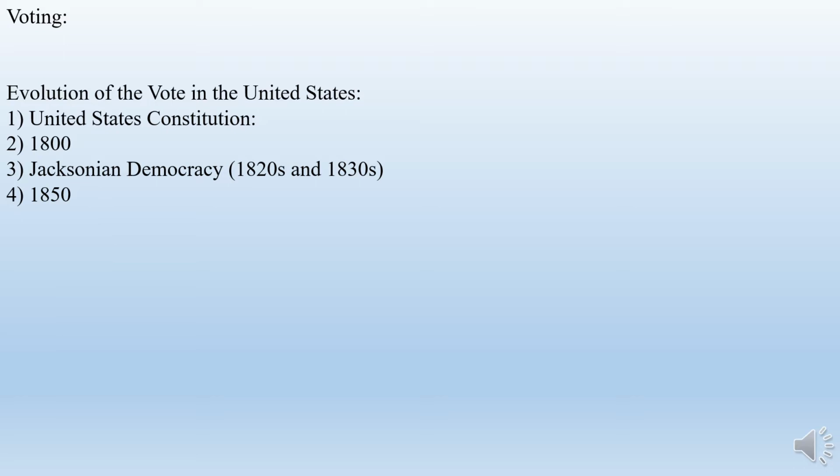Well, this changes again in the 1820s and the 1830s. And this is what we call Jacksonian democracy. And this was spearheaded mainly by President Andrew Jackson. Now, Jackson realized something very important, that yes, people with property should be able to vote, and people with money should be able to vote, and people with education should be able to vote.